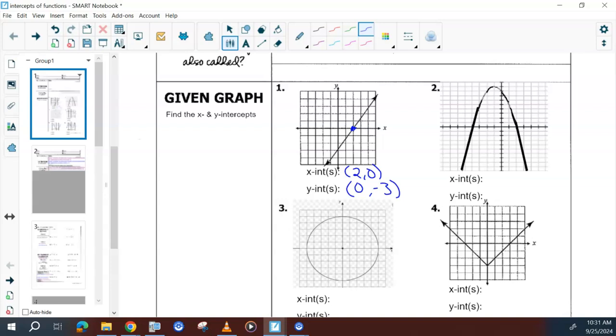Other questions there? What about for number 2? What are the x-intercepts? There are 2. Negative 4 is one of them, and what was the other? 2. So we would write that as negative 4, comma 0, and 2, comma 0. What about the y-intercept?